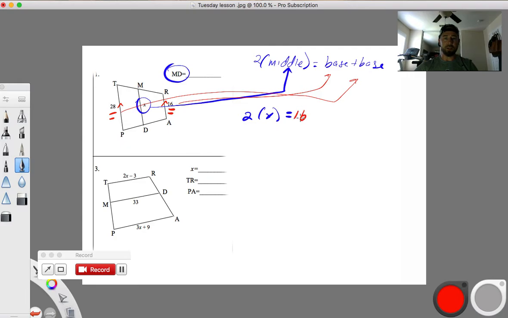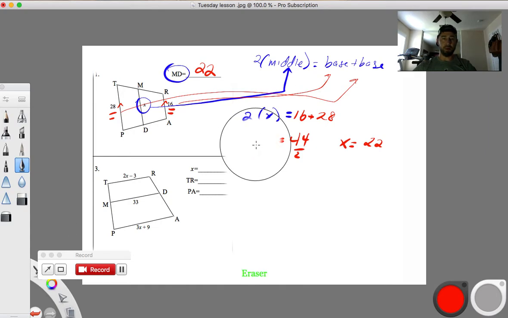So we'll say 16 plus 28. 2 times x is 2x equals 16 plus 28, which is 44. Divide by 2, and x equals 22. Well, x is really what they're looking for, which is MD. So that guy's 22. Easy money. That's really our entire lesson today.